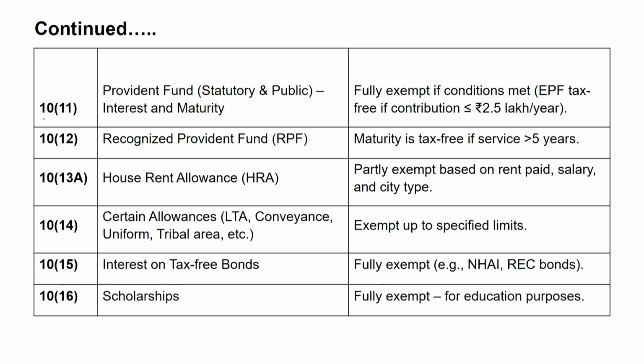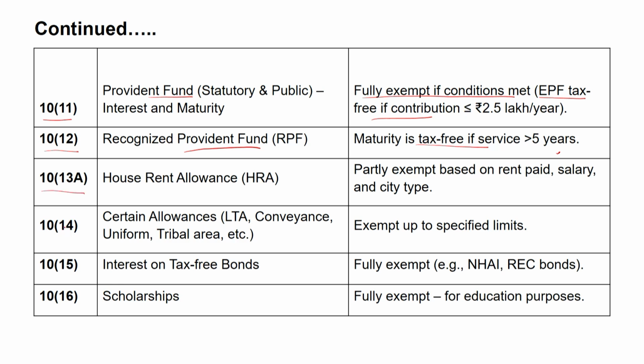Then comes section 10(11) for the provident fund. If it is a statutory or public provident fund, then interest and maturity, in this case, are fully exempted if conditions are met, that is discussed under the EPF tax free if the contribution is not more than 2.5 lakh rupees per year. Then there is section 10(12), recognized provident fund, maturity is tax free if the service is more than 5 years.